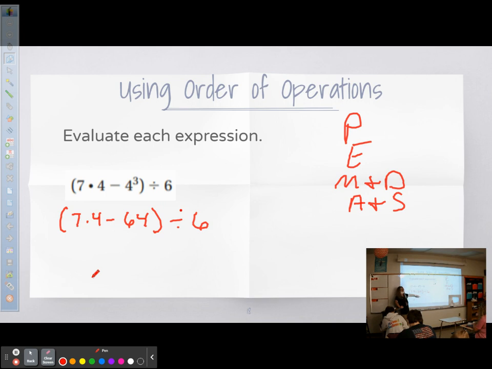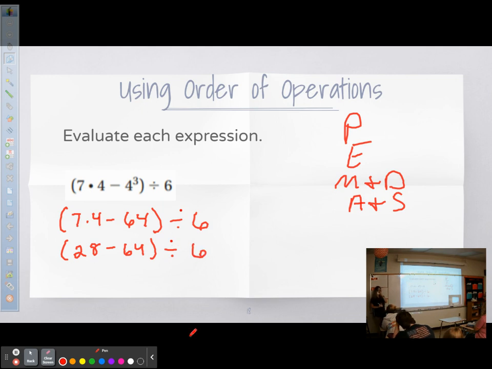Kaylee, what part would I do first now? We're doing what's in parentheses. So it's 7 times 4 minus 64. Which part do I do first? You do the multiplication first. 7 times 4. Kaylee, what's 7 times 4? 28. Alexis, you agree with that? Yeah, perfect. 7 times 4 is 28.